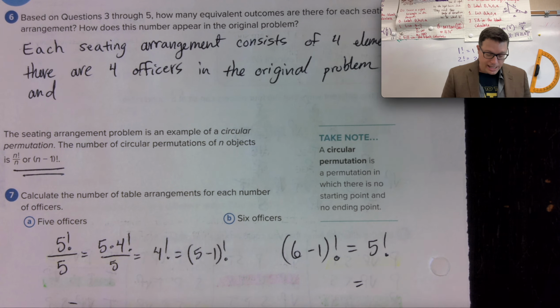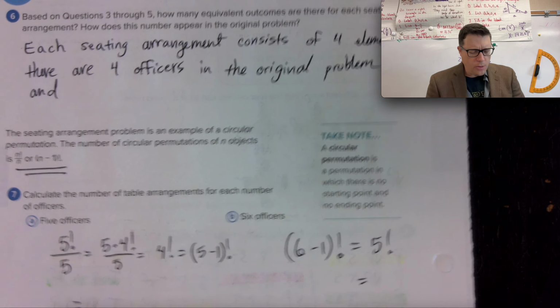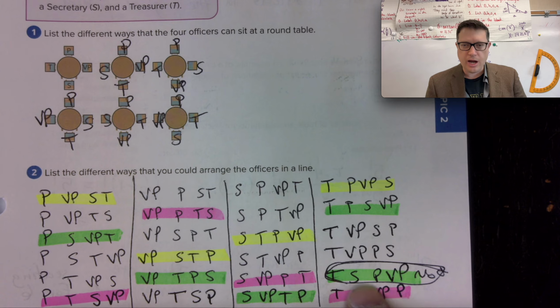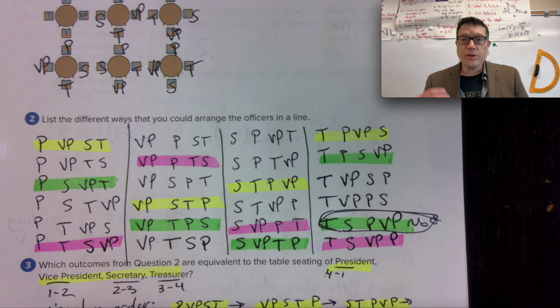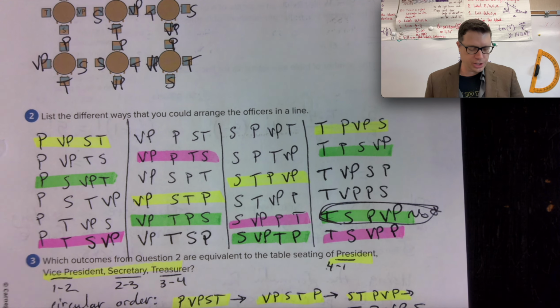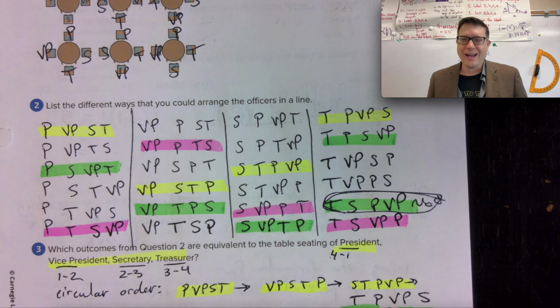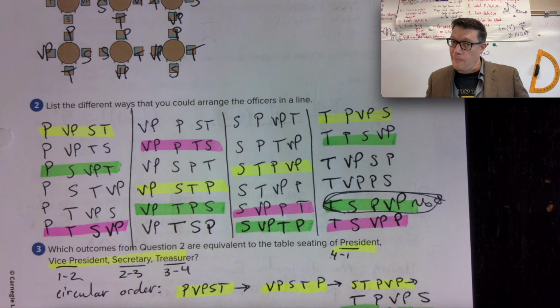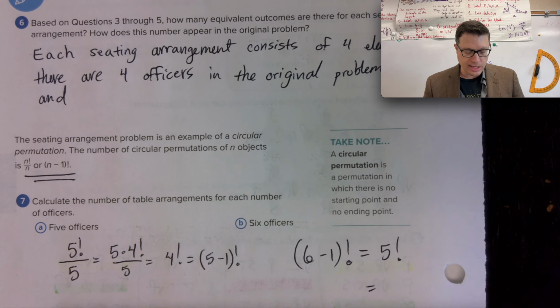This is the second part of activity 4, and I hope that you went through and highlighted the equivalent strings, circular permutations from who went first, and yet the order was the same, because we're going to use them to answer question 6 and question 7.